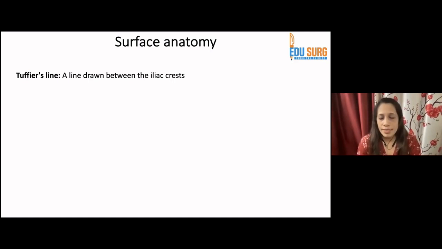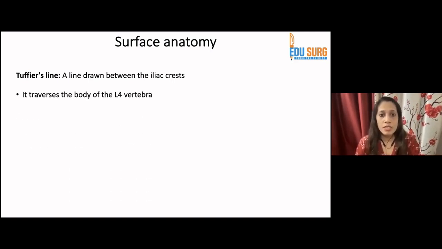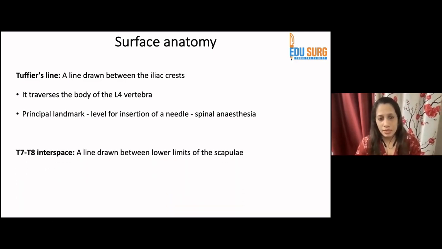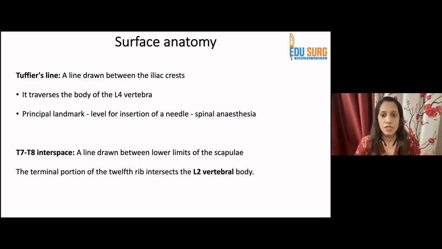First, discussing spinal anesthesia, there is an imaginary line, the Tuffier's line, which is drawn between the iliac crests. It traverses the body of the L4 vertebra. So we most commonly give spinal anesthesia in the L3-L4 space, because it's easy to identify and usually very easily accessible. The other surface anatomy landmark is the T7-T8 interspace, which you can feel at the lower limits of the scapulae. The T5 is where you have the spine of the scapula.